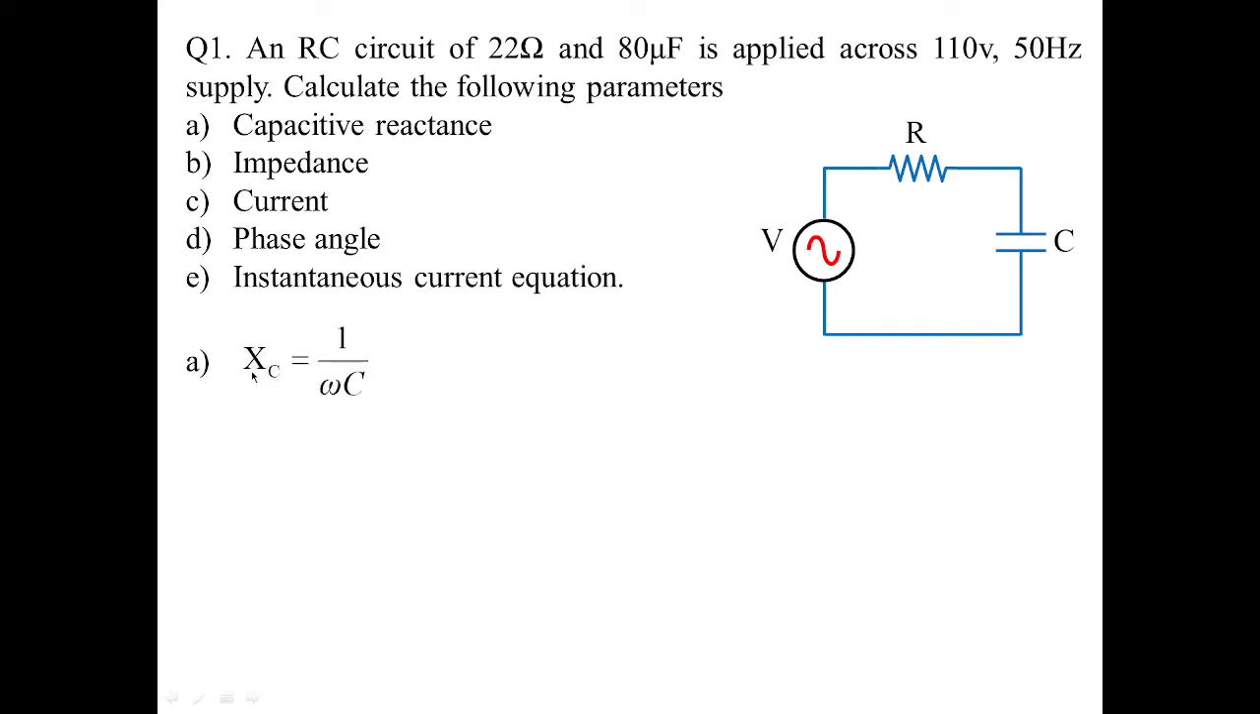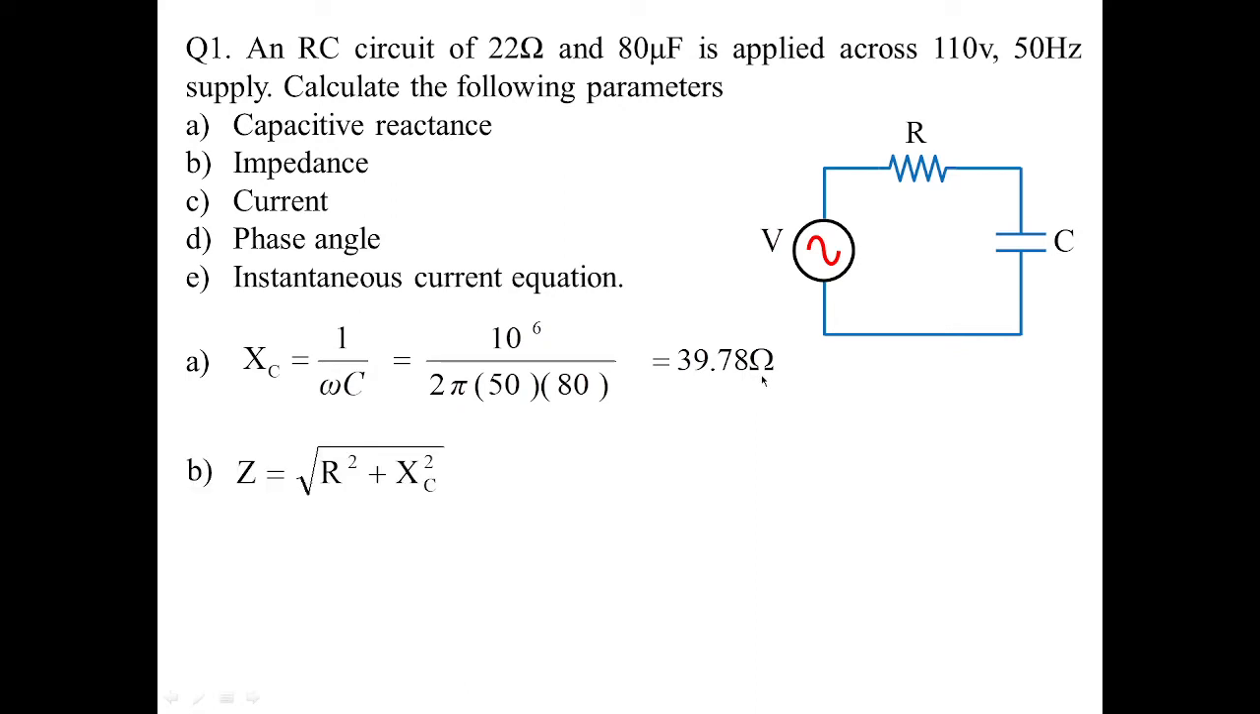We know that the capacitive reactance is given by Xc equal to 1 by omega C, where omega is known as angular frequency, whose value is given by 2 pi f. So substituting the values, 2 pi into 50, and the C value is 80 microfarads, so 80 into 10 to the power of minus 6. This 10 to the power of minus 6 shifted to the numerator becomes 10 to the power of 6. This will give you the value of Xc equal to 39.78 ohms.